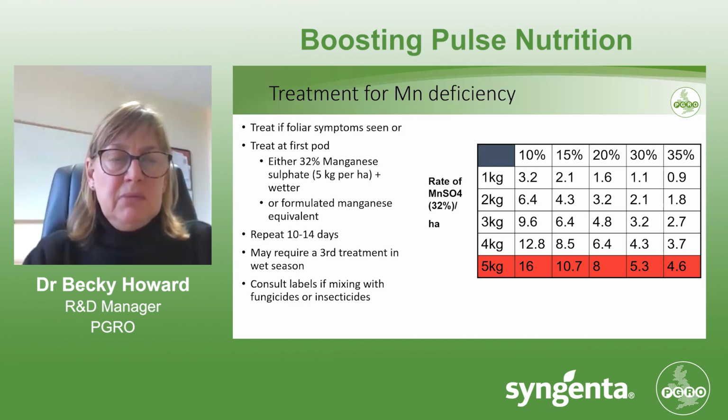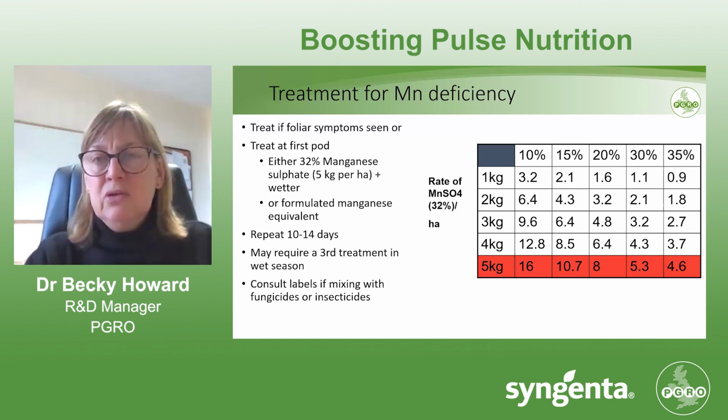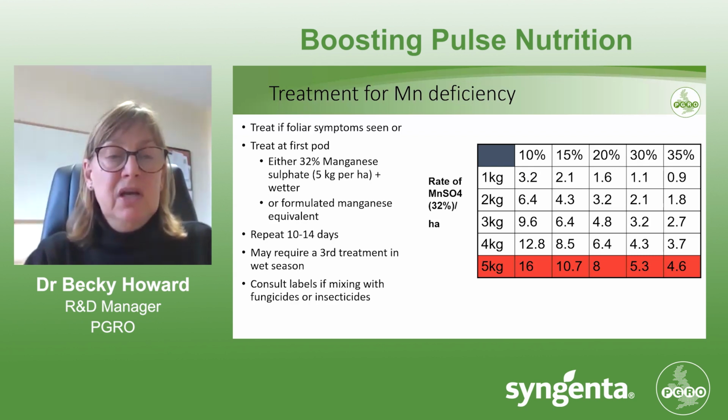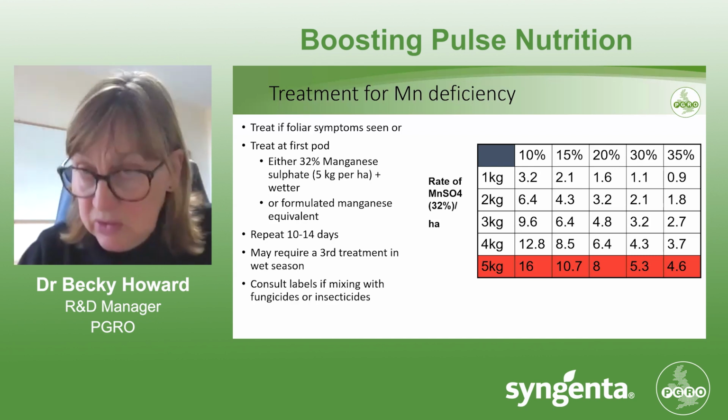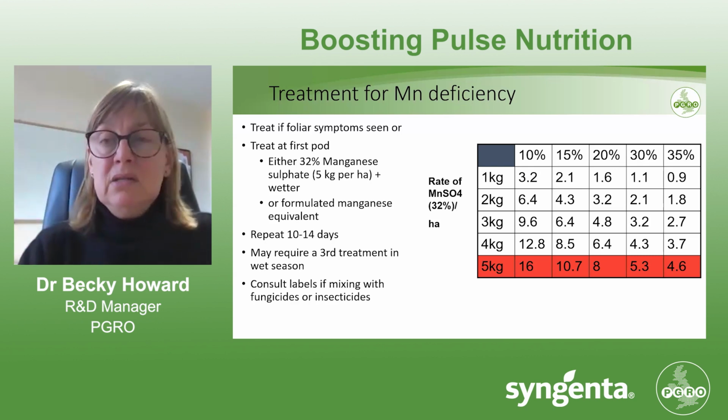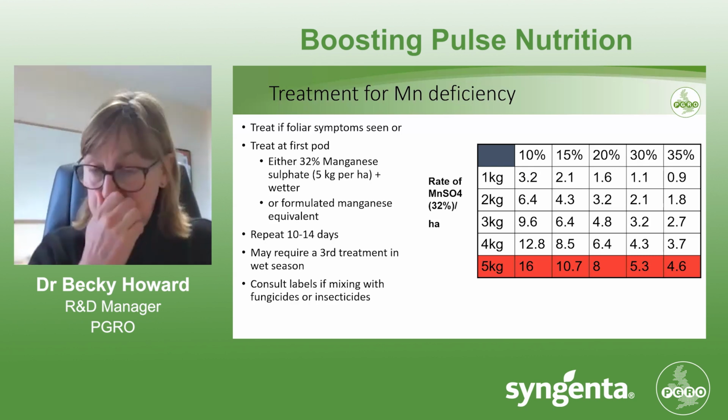If you don't see symptoms, but you know that you historically suffer with manganese deficiency or marsh spot, then you should be treating at first pod in order to prevent marsh spot. And as I said, you need to think about, in wet seasons, applying a third application.